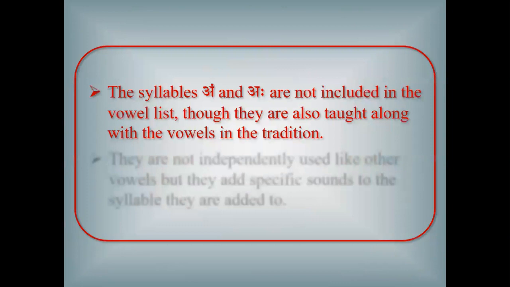So, how many vowels are there now? 13 vowels. 9 plus 4. 9 simple vowels, not short vowels, sorry, 9 simple vowels and 4 conjunct vowels. So, 9 plus 4, 13.